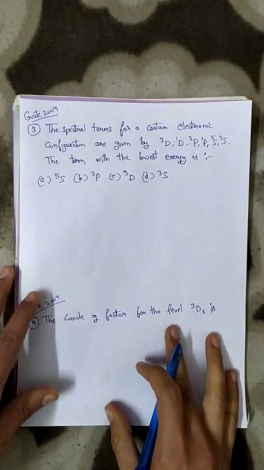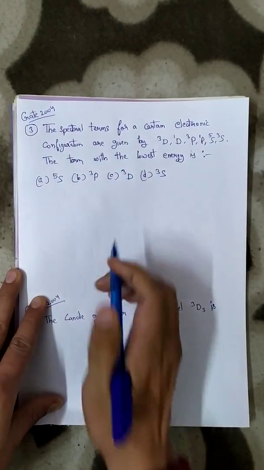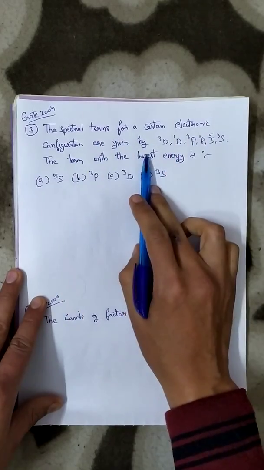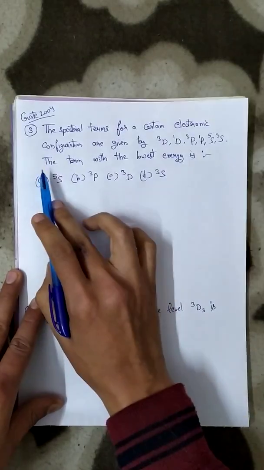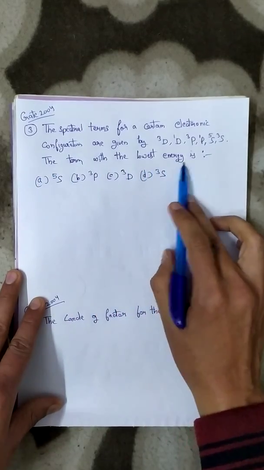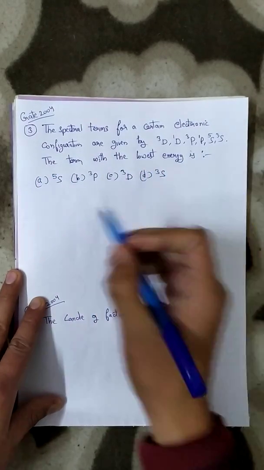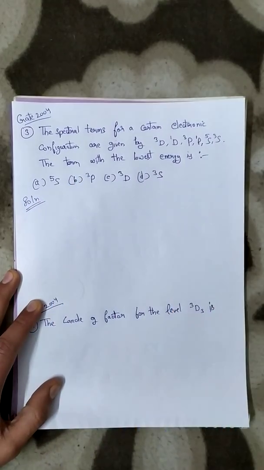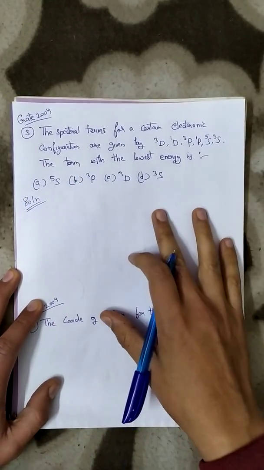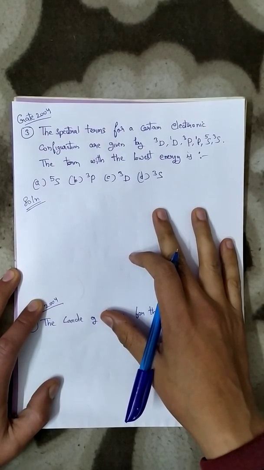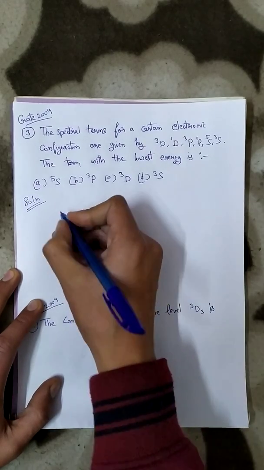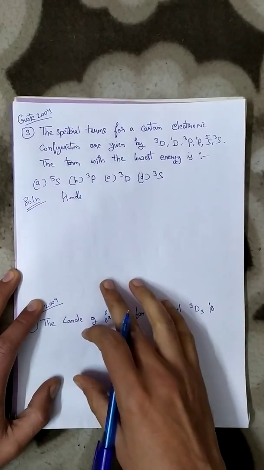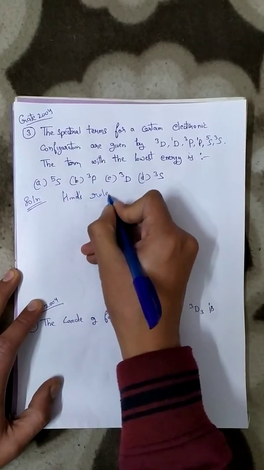Now the third question is from GATE 2004. The question is, the spectral terms for a certain electronic configuration are given. These are the terms, and the term with the lowest energy is to be found. Now in this type of question, you need to know the Hund's rule completely. In my previous video, I have not explained the Hund's rule completely, so let me do that first.